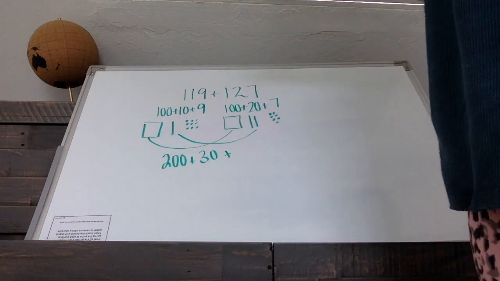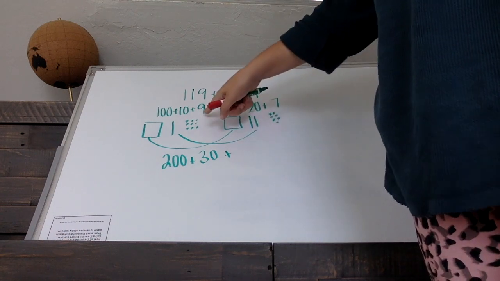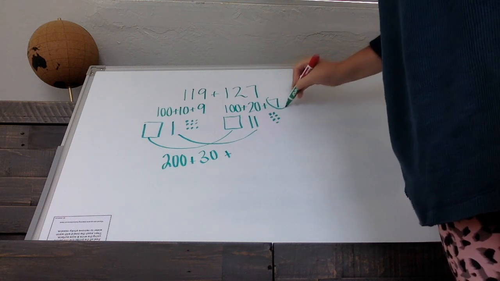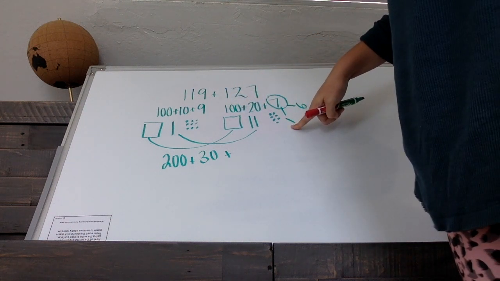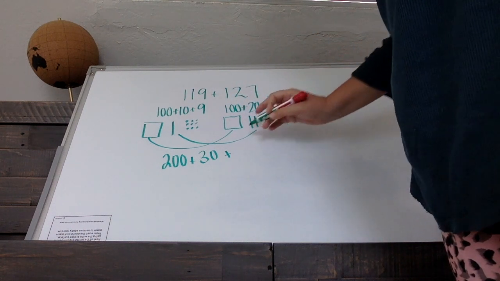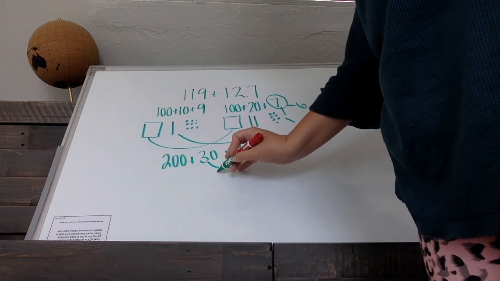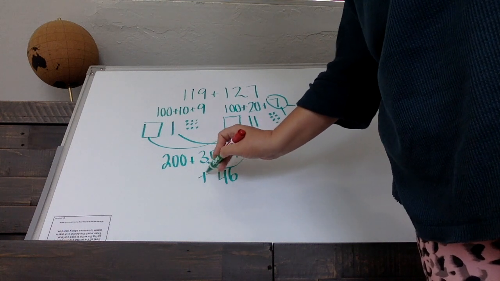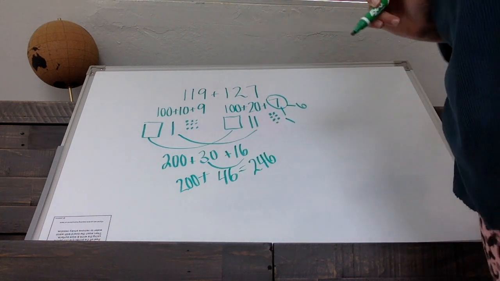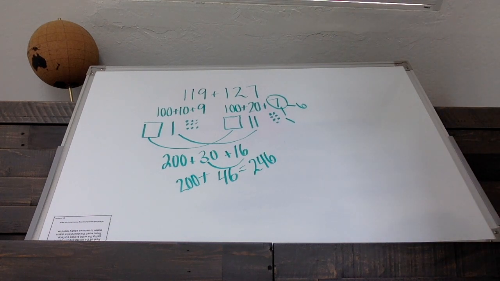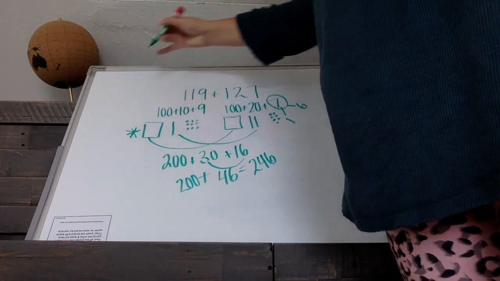And then for my ones, I know I'm going to get a big number. I'm going to have to regroup because I know that 9 plus 7, I can break up this 7 into a 1 and a 6. 9 plus 1 equals 10, and 10 plus 6 equals 16. Okay, so now I have to combine my 10s and my 1s, which equals 46. So 200 plus 46 equals 246. So the first way to figure out this problem is to draw pictures.